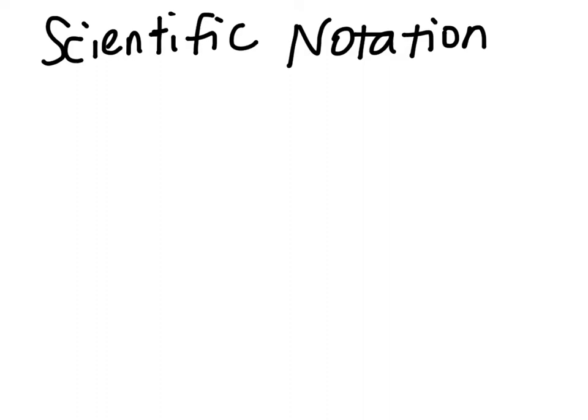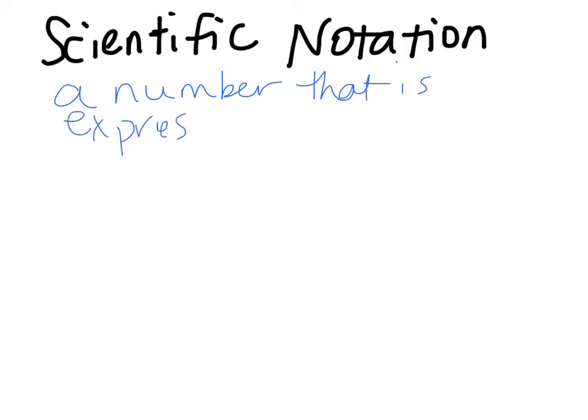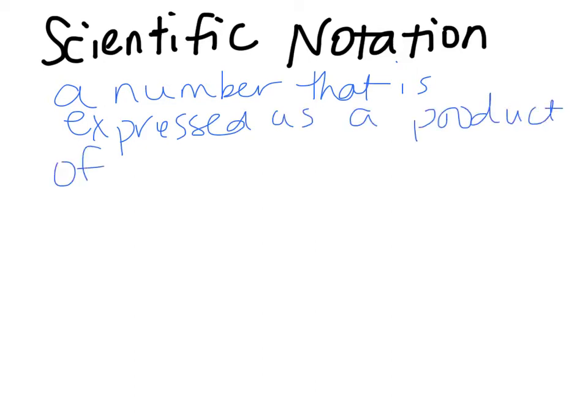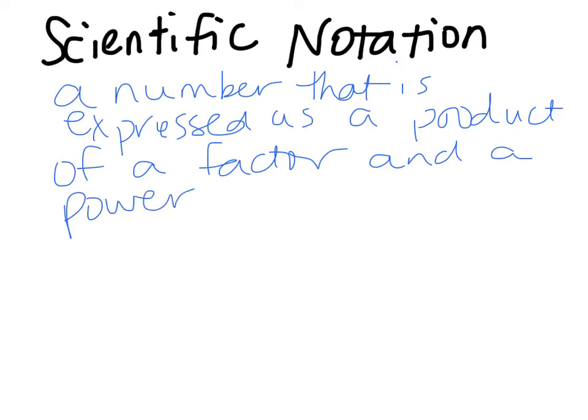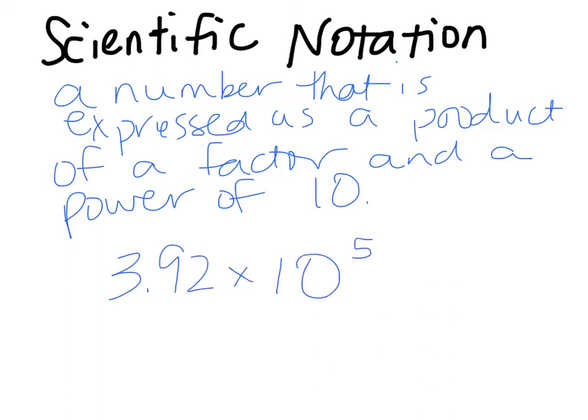Okay, scientific notation is a number that is expressed as a product of a factor and a power of 10. So an example of scientific notation is 3.92 times 10 to the 5th.